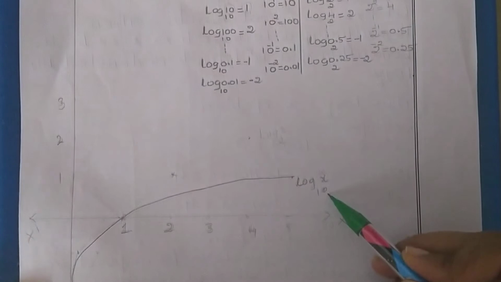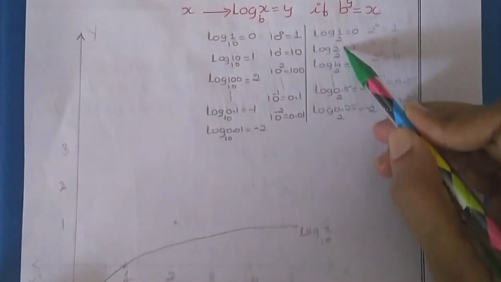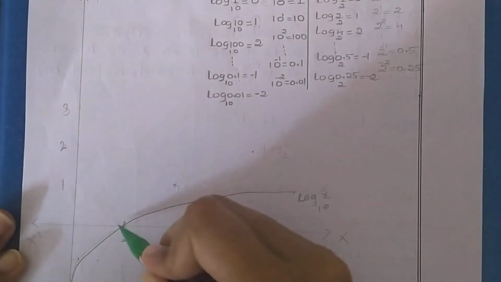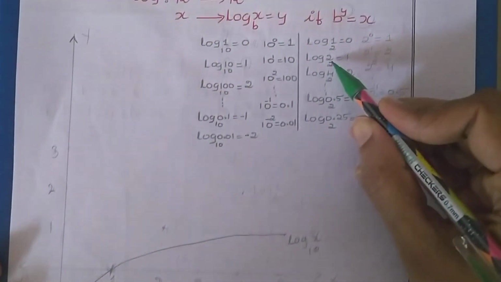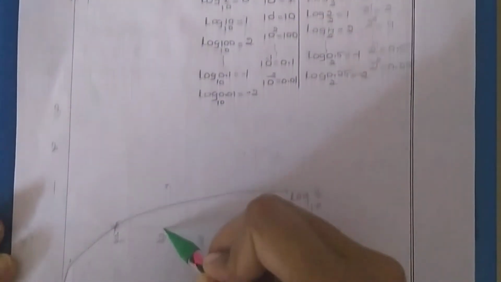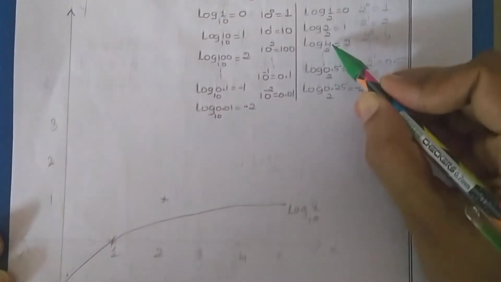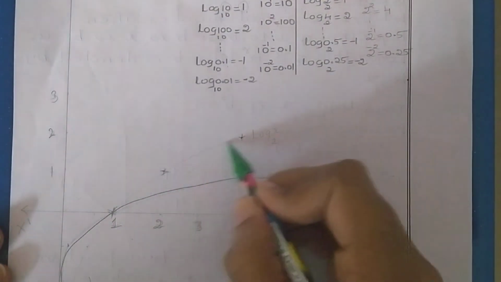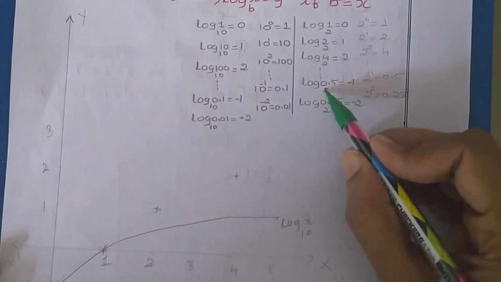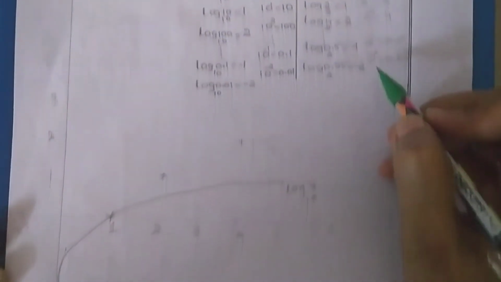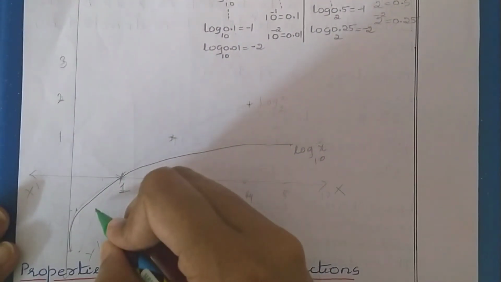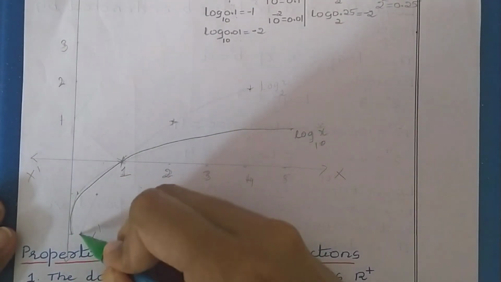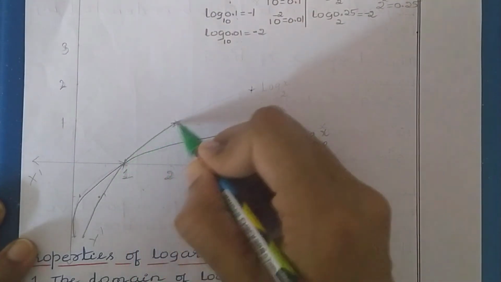Similarly, you can plot the graph for base 2 also. See here we have 1 and 0. So this point is there for base 2 also. Then we have 2 and 1. So for 2 we have 1, this point. Then we have 4 and 2, x is 4. Then for 0.5 we have minus 1 and for 0.25 minus 2. So for base 2 we can have the graph in this way.